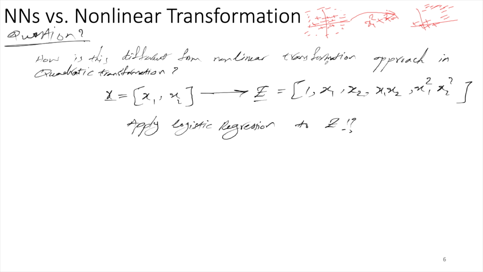So suppose you have your x's as input, and this z was a function to transform your x's from x space to a new space of z, which, in a second order, represents 1, x1, x2, x1 x2, and each of them squared. And then we could apply logistic regression, right? So that would be one approach. Why do you think it is different from a neural network? Any guesses?